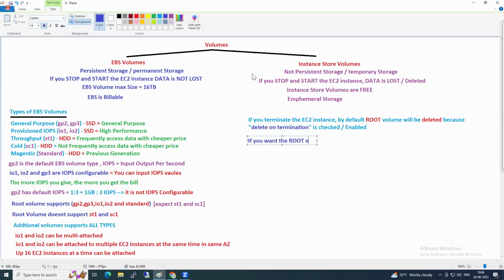We want the root volume to be retained. So uncheck delete on termination while launching the EC2 instance.